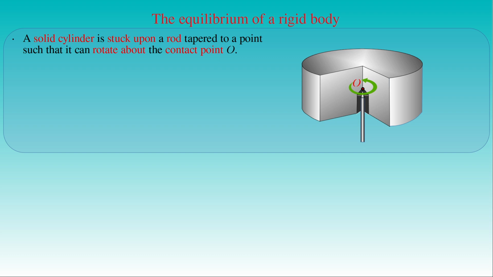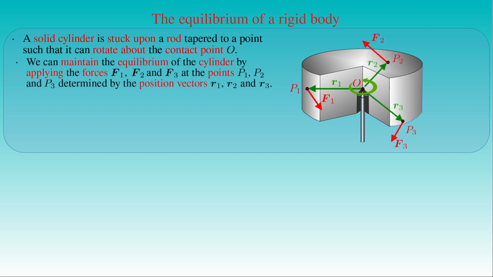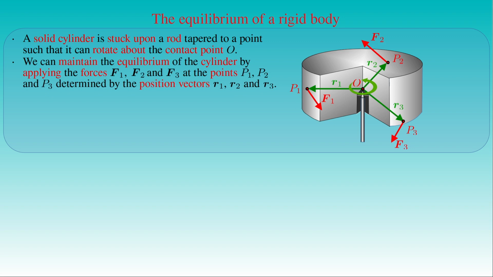Since the rod is in a vertical position, the cylinder is subjected to only its own weight and stays at rest. If we apply the force F1 on the cylinder at the point P1 described by the position vector R1, the body will turn about an axis passing through the pivot point O. However, by applying one or more forces on the body, for example the forces F2 and F3 with the points of application P2 and P3 described by the position vectors R2 and R3 respectively, we are able to maintain the equilibrium of the cylinder.